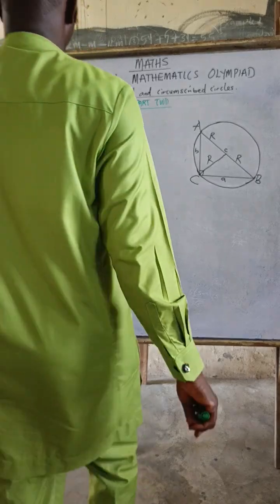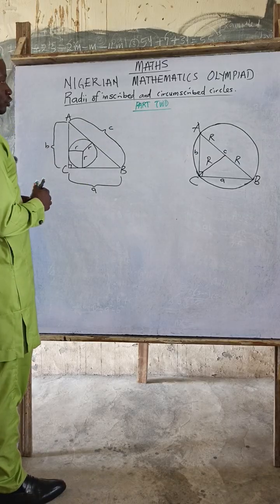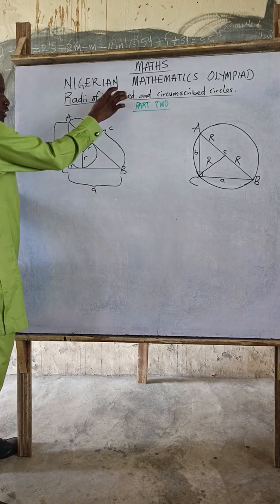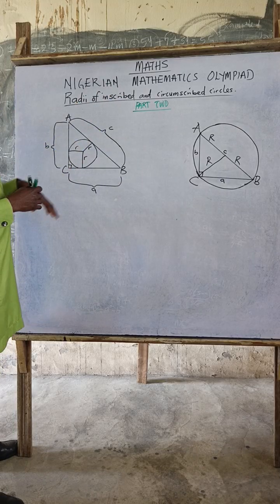Now we are still on radii of inscribed and circumscribed circles. This is part 2. If you are yet to watch the first part, part 1 of this topic, please do so. So we want to look at part 2.